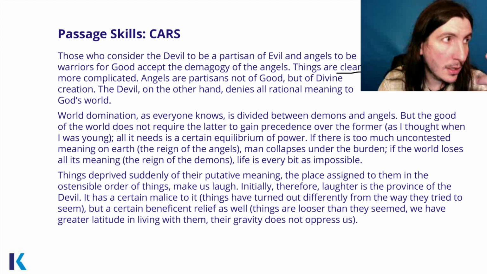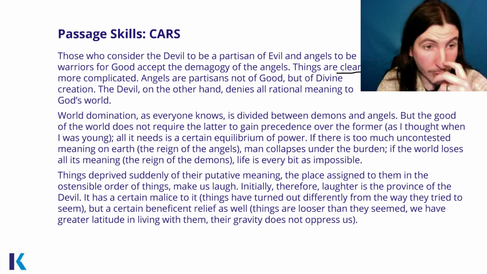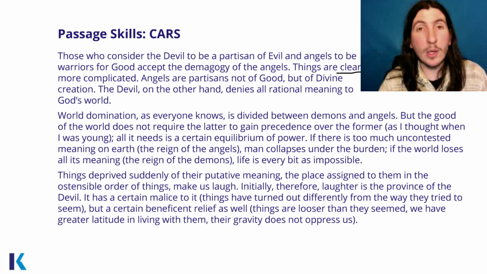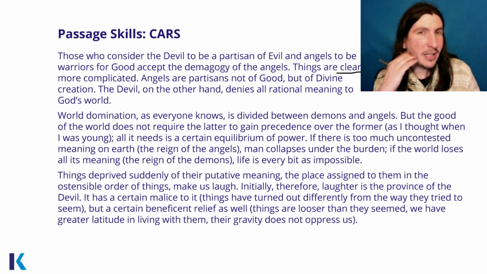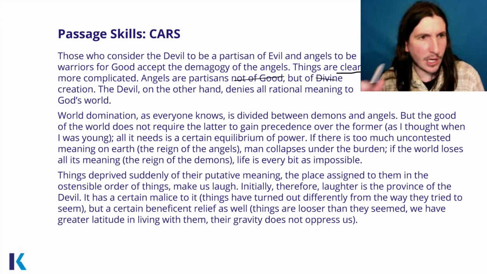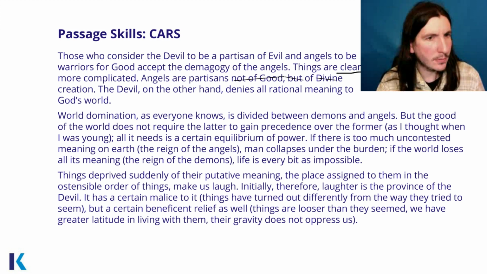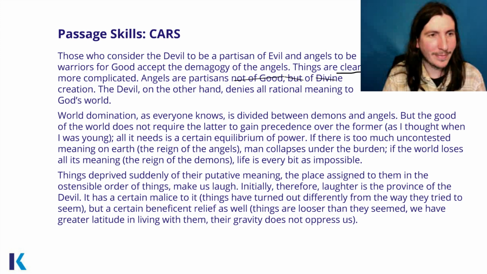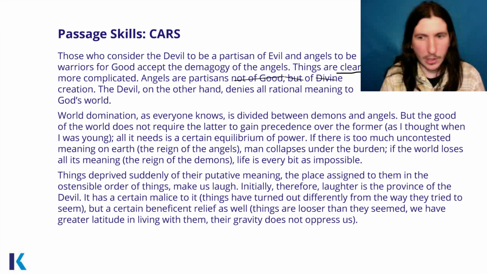I really appreciate this, but I don't want you to overuse it. But in CARS, there's a tendency for the authors to be overly verbose. So you want to sometimes be able to parse down a sentence to, well, what are the subject, object, and verb of this sentence? Angels are partisans. Ignore the not of good, but of not divine creation, but of creation. Angels are partisans of creation. So angels represent creation. The rest are adjectives or asides. So angels equal creation.